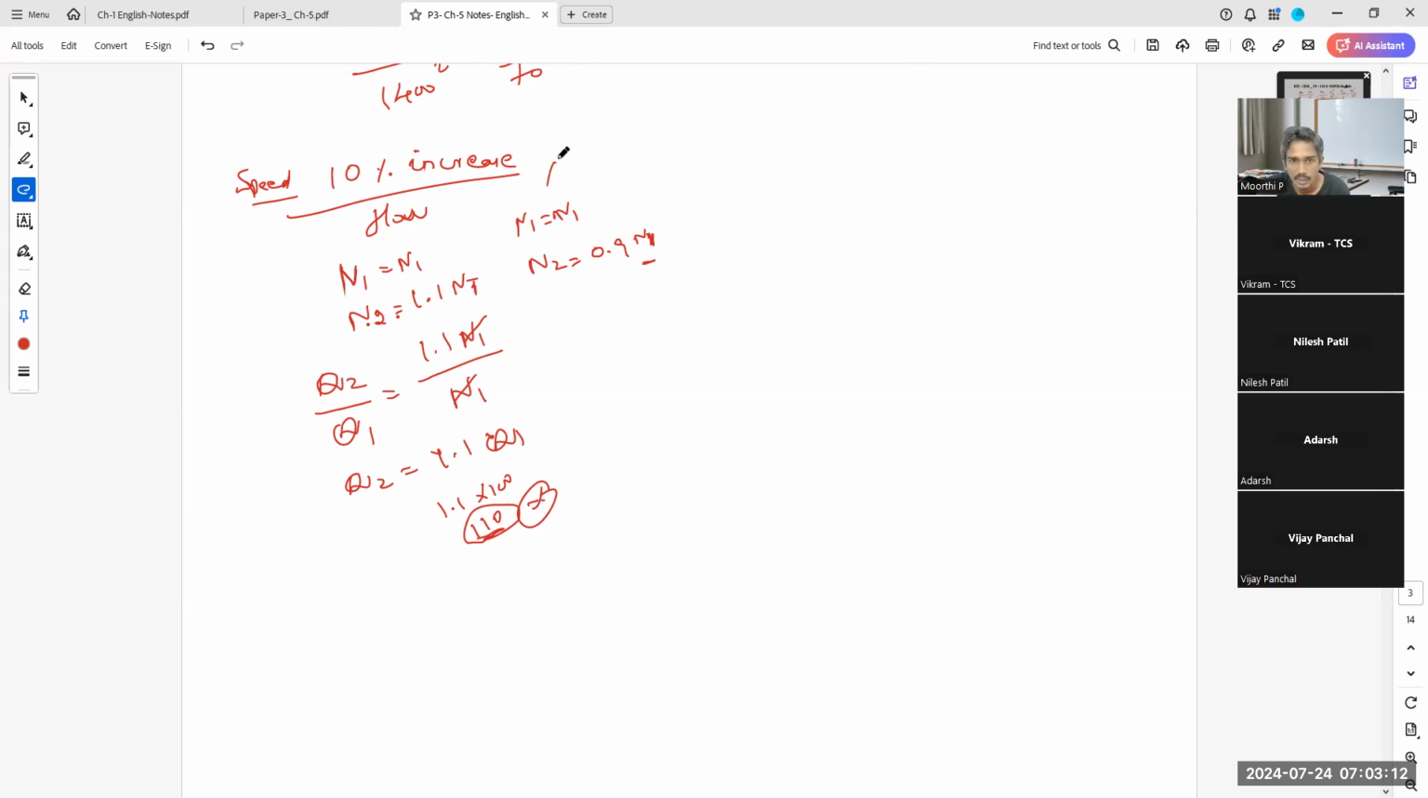Next is a 10% decrease in speed. This is the original, N1 equal to N1. Next, reduced: N2 equal to 10% decrease. 10% decrease means from the original value to the new value, 10% less. What is the value? Suppose 100% is N1, and N2 is a 10% decrease. What is the value? 90% of N1. This you understand?